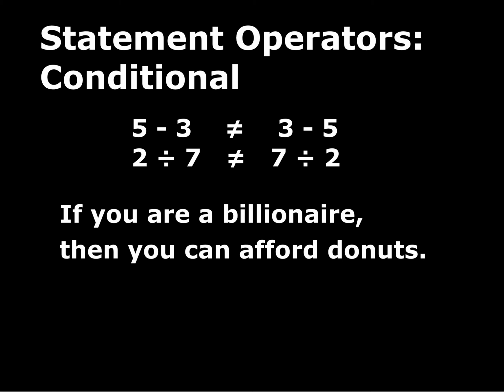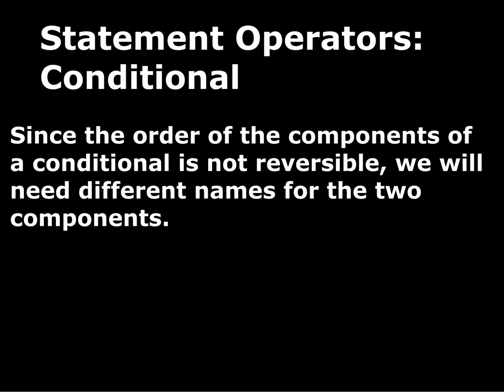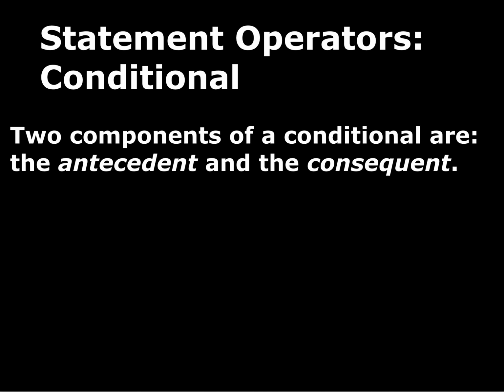So here's an illustration. If you are a billionaire, then you can afford donuts. That doesn't mean the same thing as if you can afford donuts, then you are a billionaire. Okay, that's a different meaning. Hopefully that's intuitively obvious. Now, since the order of the components of a conditional isn't reversible, we're going to need different names for those two components. We didn't with disjunctions and conjunctions. We could just call them both disjuncts or call them both conjuncts. But we need two different names for conditionals.